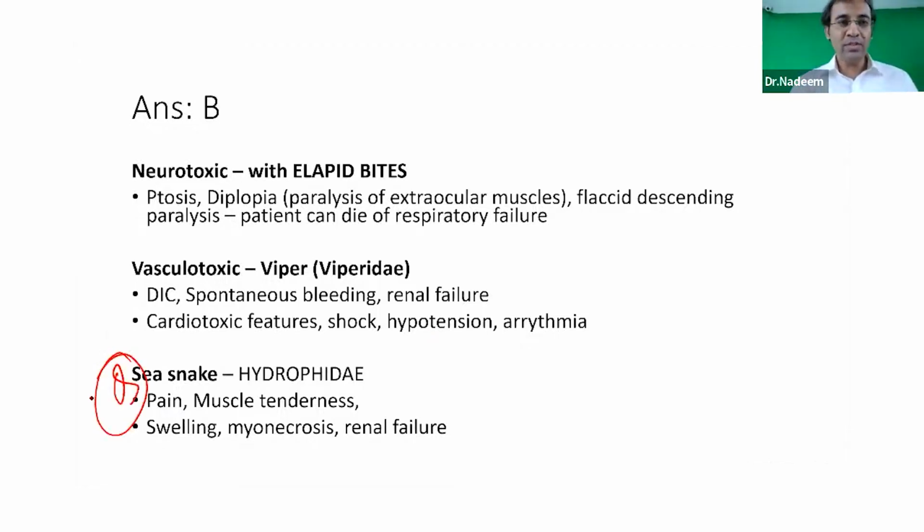Where you are going to see actually the pain will be there, muscle tenderness. Okay, viper will be having what? Viper will be actually what? Vasculotoxic, right? Okay, see, after that you can see there will be a problem in the DIC and all, like you can see there will be clotting problem.